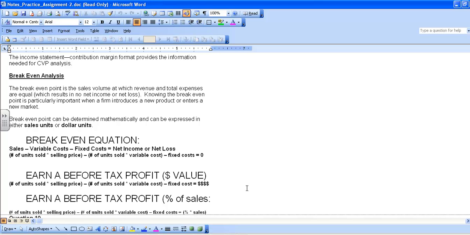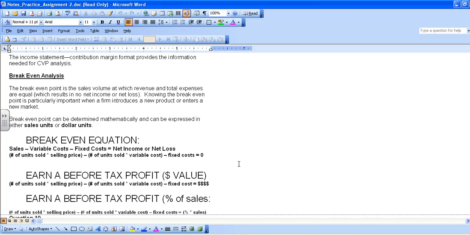Some of the equations that we can use to determine this break-even analysis is the break-even equation. Sales, which is the number of units sold times the selling price, minus variable costs, the number of units sold times the variable cost, minus our fixed costs, which will equal 0. That will help us determine what our break-even point is, how many we have to sell in order to earn no profit and incur no loss.